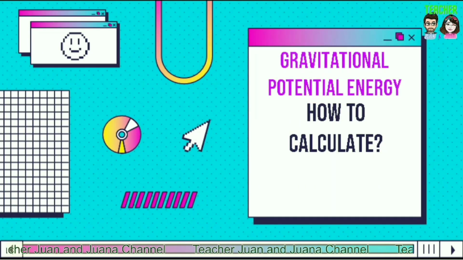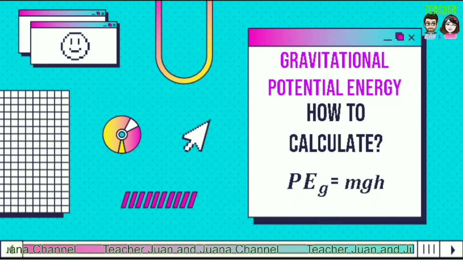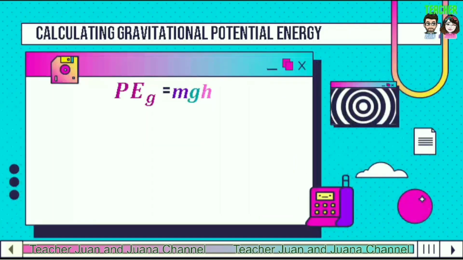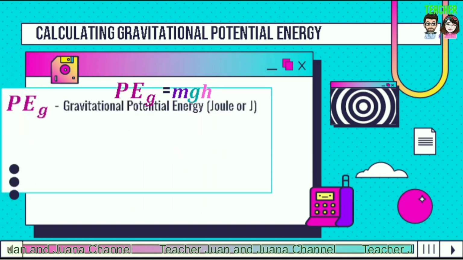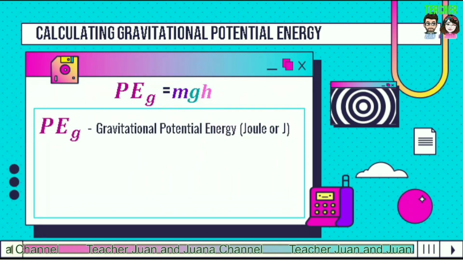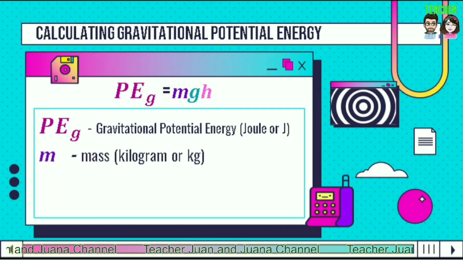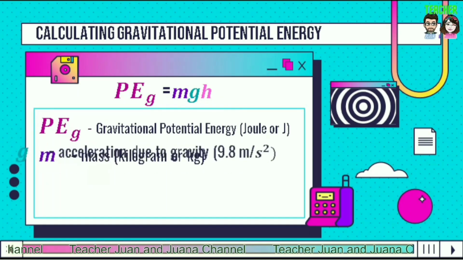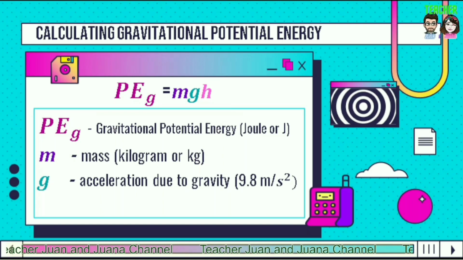How to calculate gravitational potential energy. From the factors that can affect the gravitational potential energy, it can be calculated through this formula or equation: P sub g is equal to m times g times h, wherein P sub g is gravitational potential energy with a unit of joule, m is mass with a unit of kilogram, g, which is the acceleration due to gravity, with the constant value of 9.8 meter per second squared.